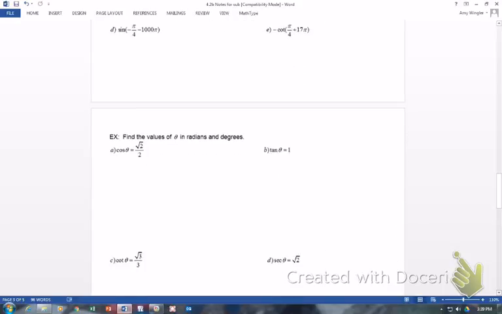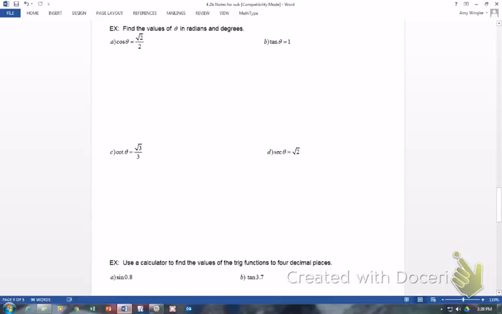Moving on to our last few problems. If I want to find the value of theta in radians and degrees, first of all, I'm finding the value of theta, so I'm working backwards. All the other problems so far, I've been given the value of theta. I find that spot on the unit circle, and I either give for an answer an x value, a y over x value, or their reciprocals.